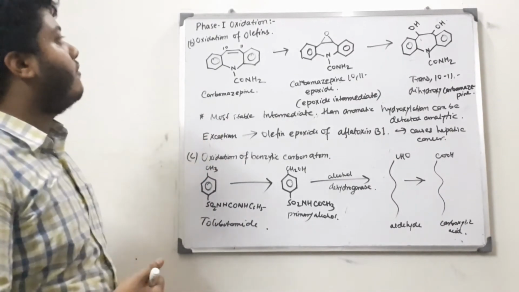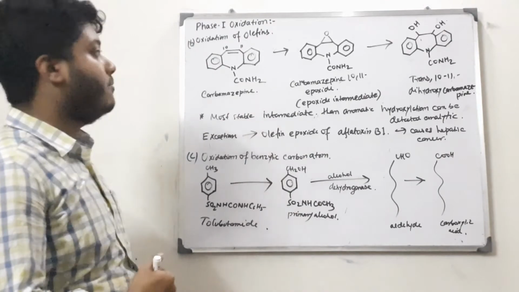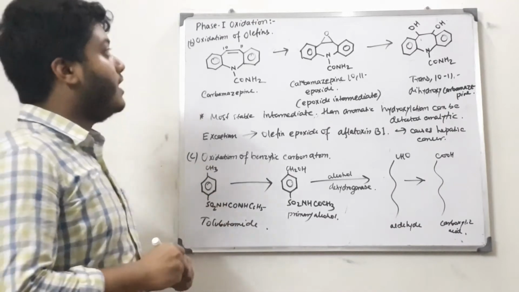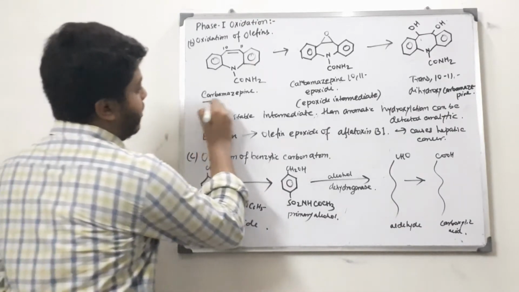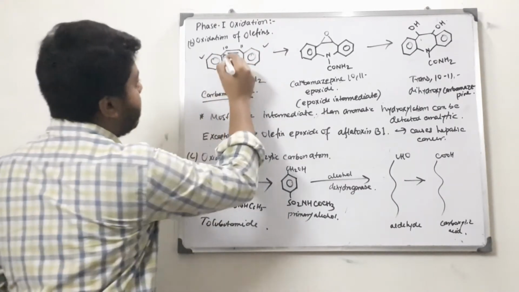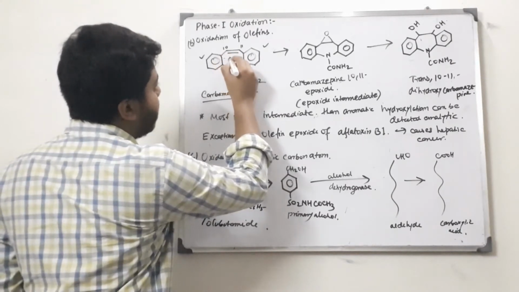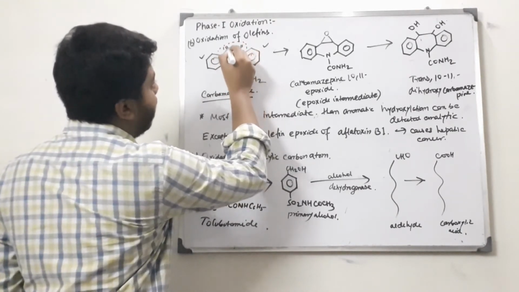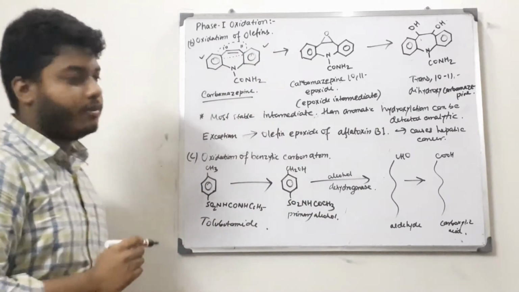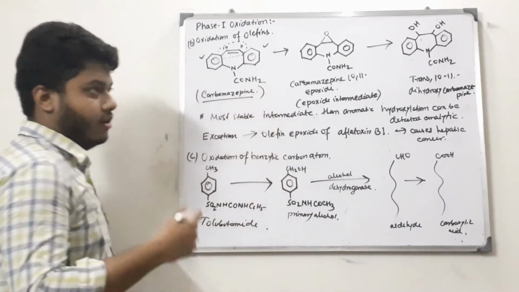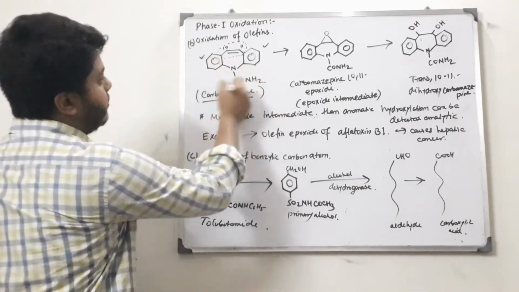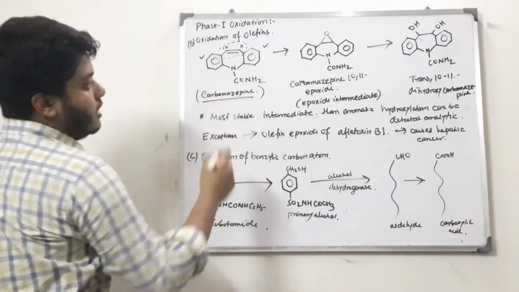In the next category, we have oxidation of olefins. Now, what are olefins? We have discussed that an olefin is an unsaturated linear portion of the molecule. See here, in the case of carbamazepine, we have two benzene rings, and in between them we have a linear portion with a double bond. This portion represents the olefin portion of the molecule. Now carbamazepine is generally used as an antipsychotic drug. So we have this structure. Now what happens when it undergoes metabolism?